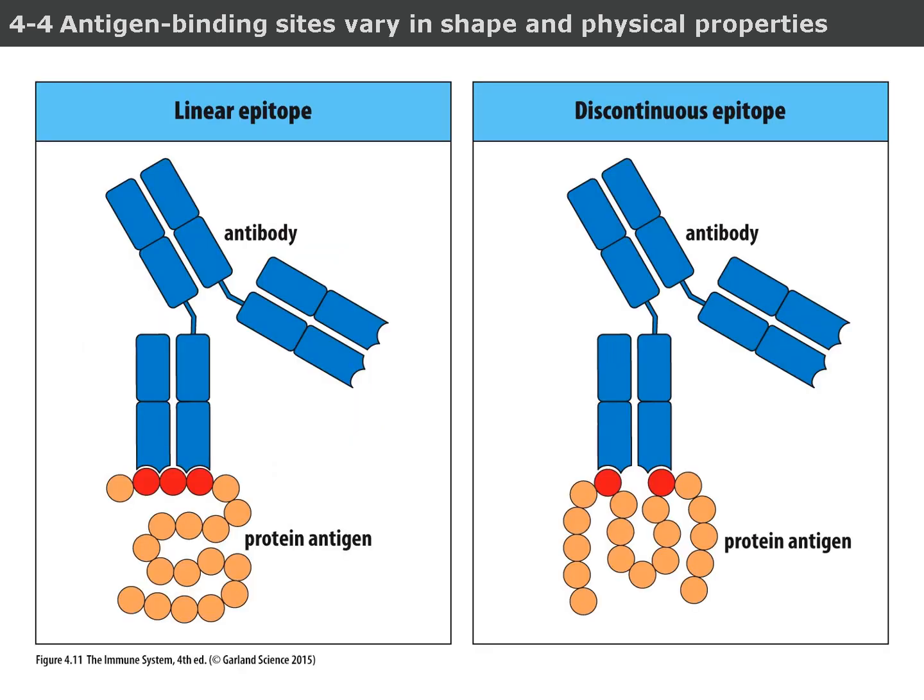This figure compares two fundamental types of epitopes recognized by antibodies: linear and discontinuous. On the left, we see a linear epitope. The antibody binds to a continuous sequence of amino acids along the protein antigen's primary structure. These amino acids are arranged in a straight, unbroken chain, highlighted here in red. Linear epitopes are often preserved even when a protein is denatured, making them common targets in diagnostic tests.